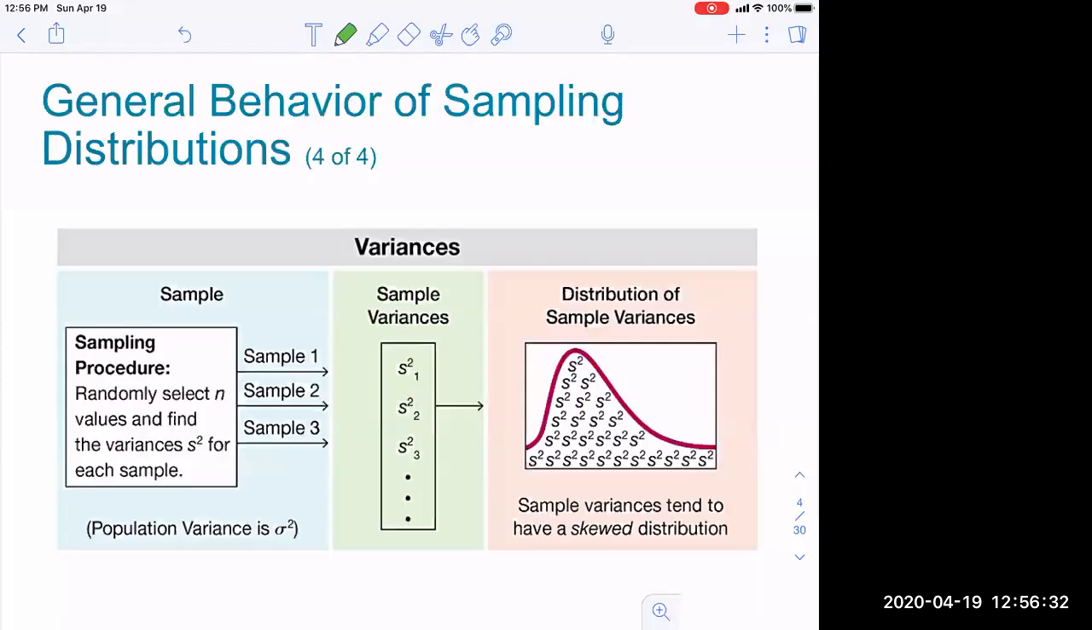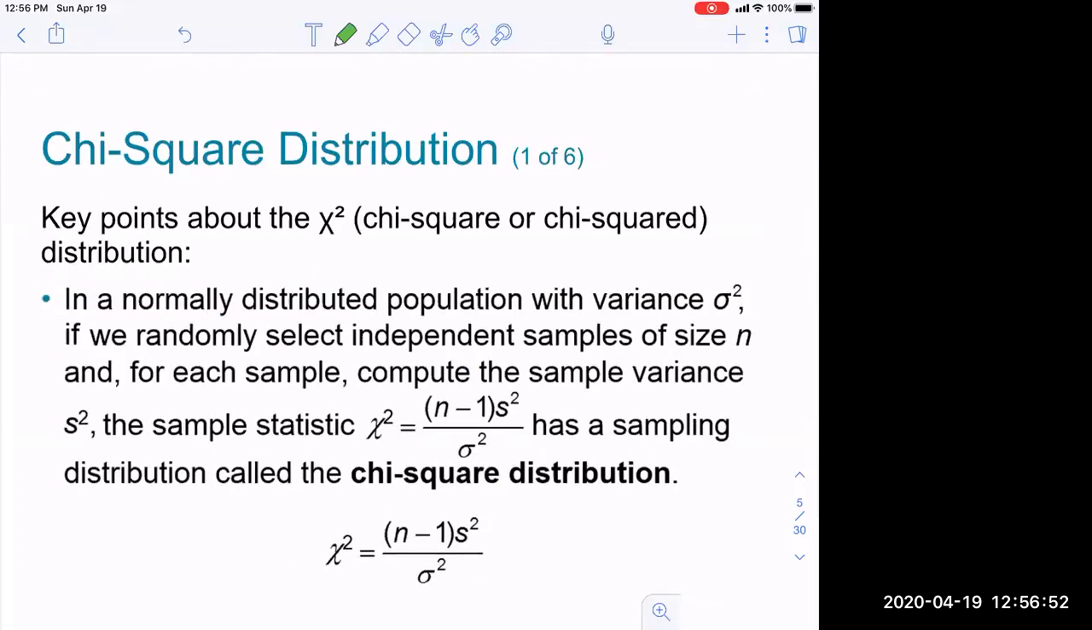If you remember back in section 6.3, this is not normal. The distribution of sample variances is skewed, so we don't get a margin of error like we did with the proportion or mean, because this is not symmetric like a normal curve. So we have to do something different, and we learned about the chi-squared distribution. This is the formula for chi-squared, but remember, we don't know this, so we're going to end up using this formula to make our intervals.